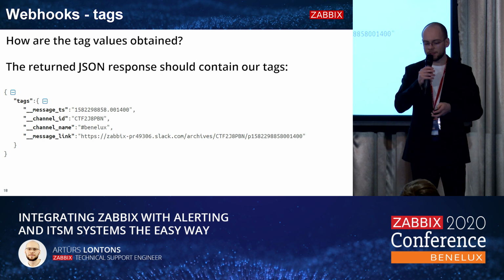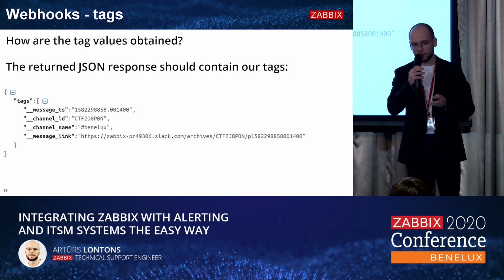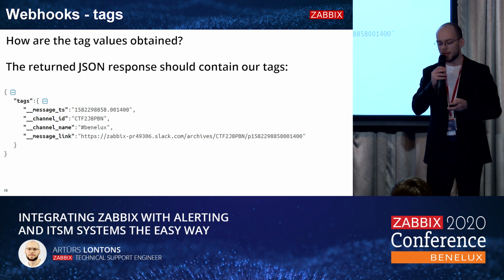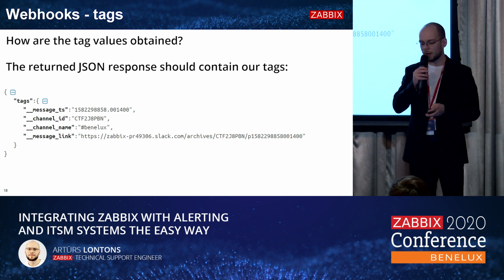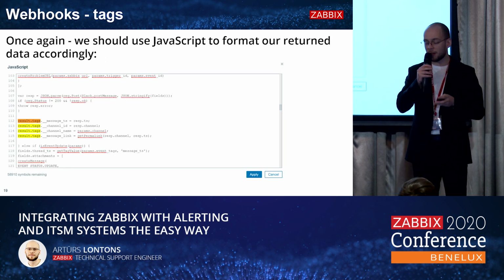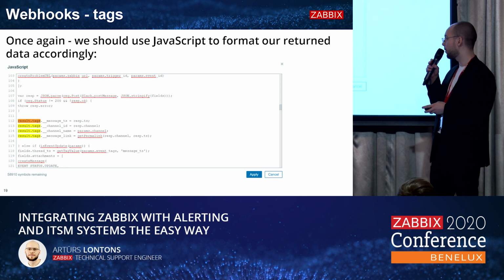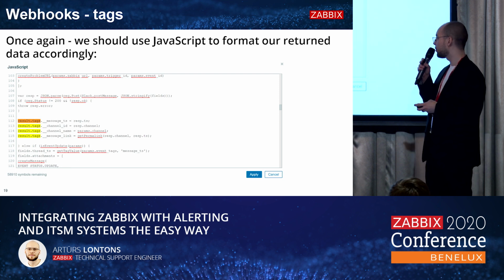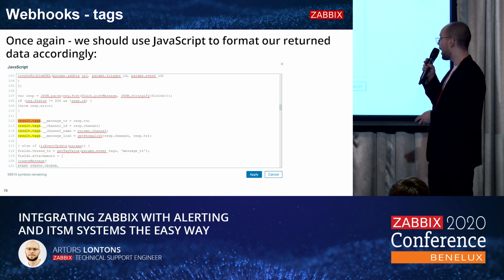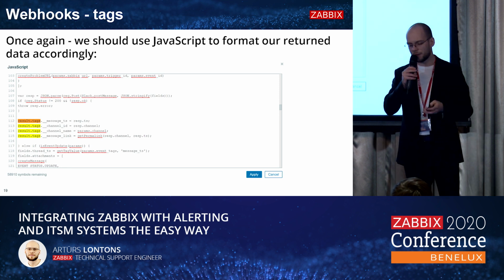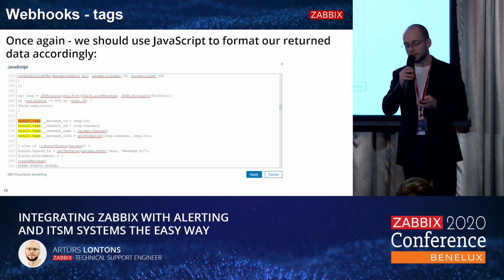How are tag values obtained? So the API call returns the tag values. It should return them in JSON. We can process them via our JavaScript. Over here, if we crack open the Slack integration, we can see that the JavaScript actually has a function to assign values to those tags internally on the script level. So that's how that's done. And then they return to Zabbix, and you can populate your tags with those values.